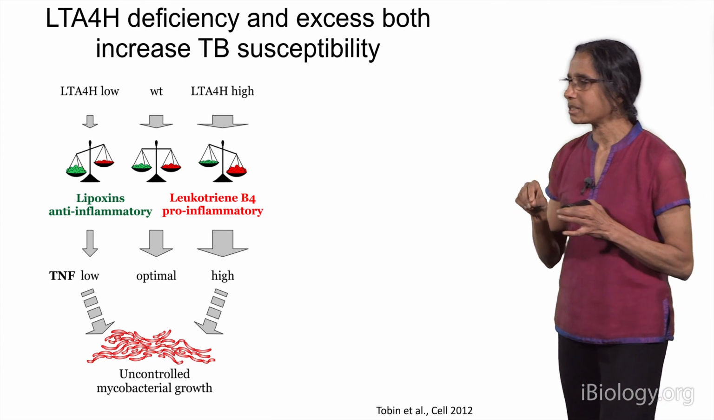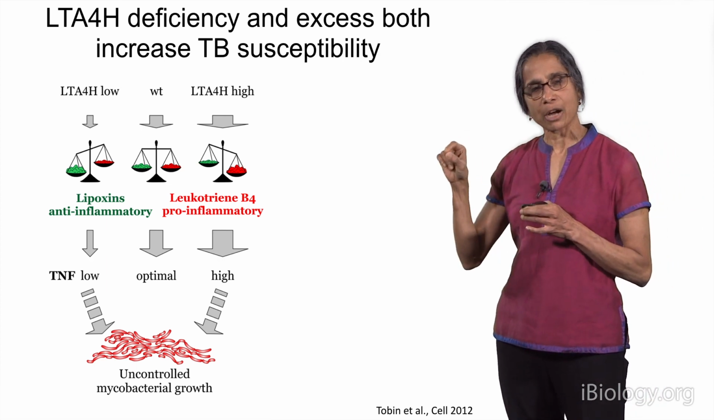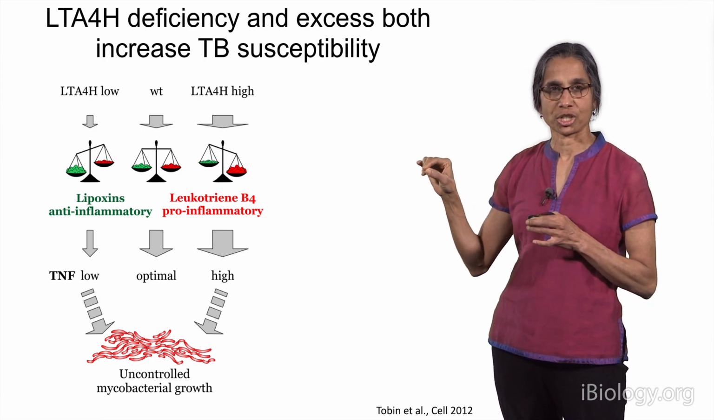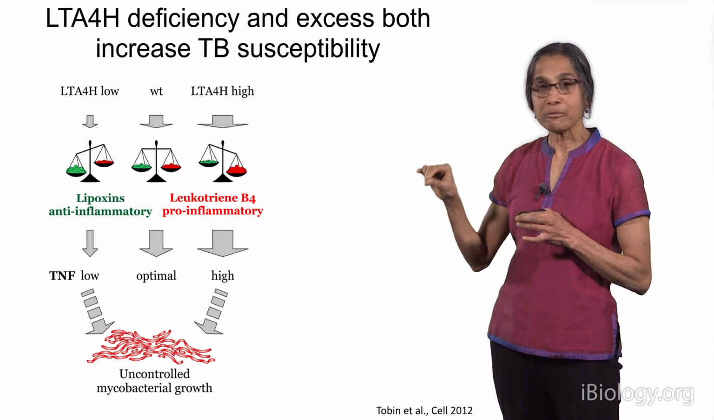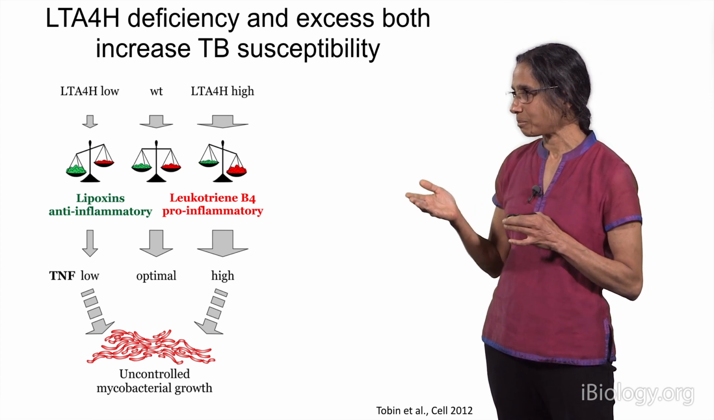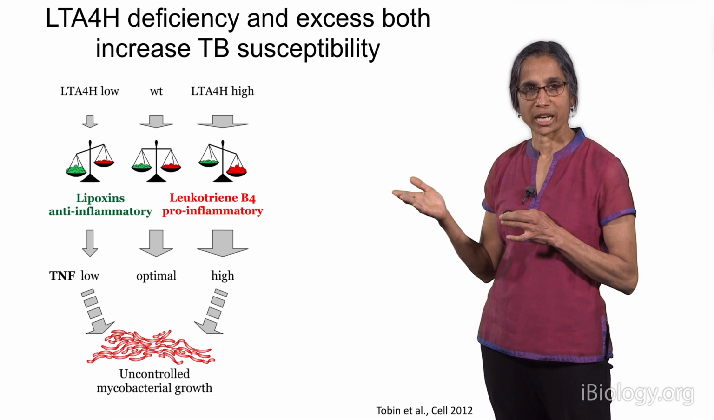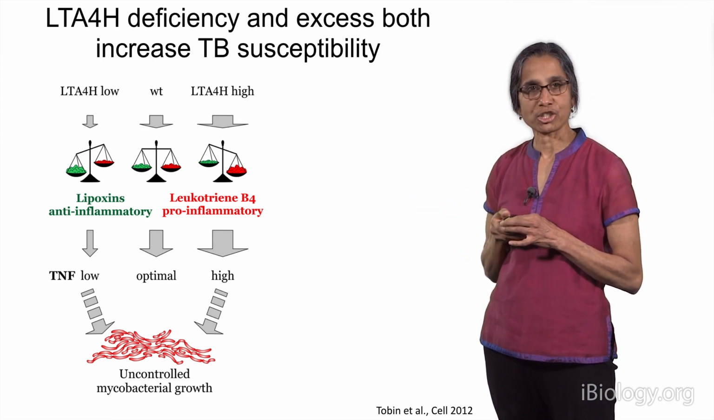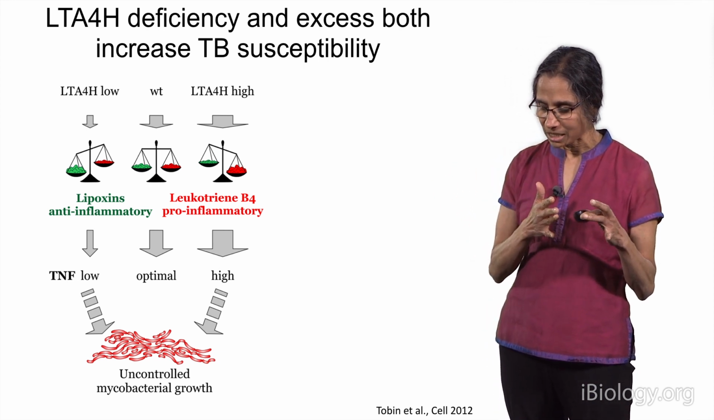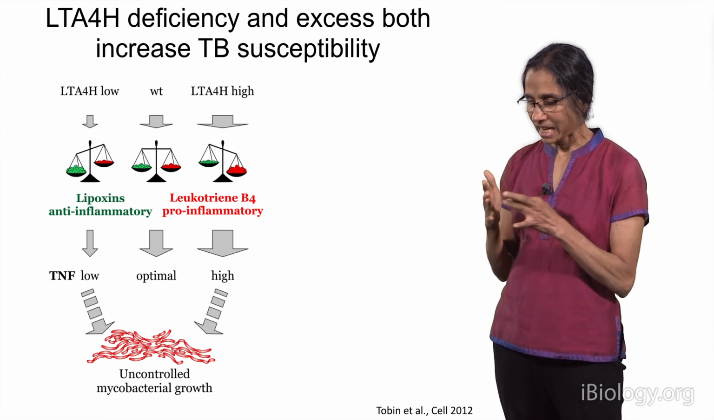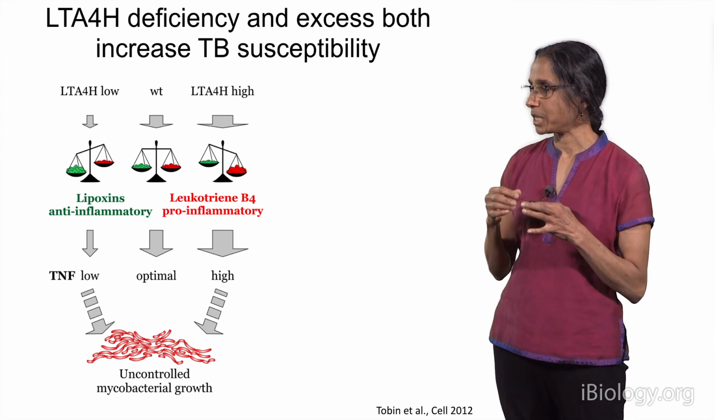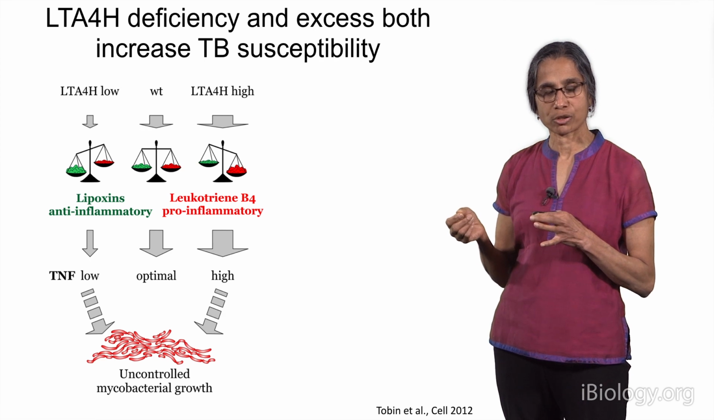But when David looked at this a little further, we had a bit of a surprise, because he found that if you overexpress the enzyme in the fish, then you got the same phenotype as with too little enzyme. You got uncontrolled bacterial growth, and the fish made too much of the leukotriene B4, and they made too much TNF. And so both an absence of the lipid mediator and too much of it had the same effect of making bacteria grow extracellularly. And this was done by an opposite dysregulation of TNF.